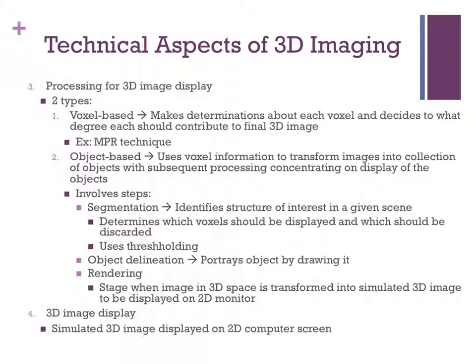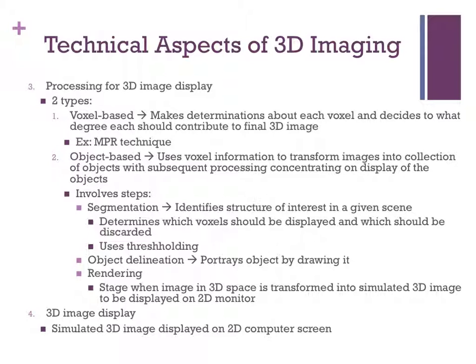Processing is another step of 3D imaging. There are two types, voxel-based and object-based. Voxel-based processing makes determinations about each voxel and decides to what degree each should contribute to the final 3D image. An example of voxel-based is the MPR technique, where the computer scans the 3D space and then locates all the voxels in a particular plane to produce that particular image.